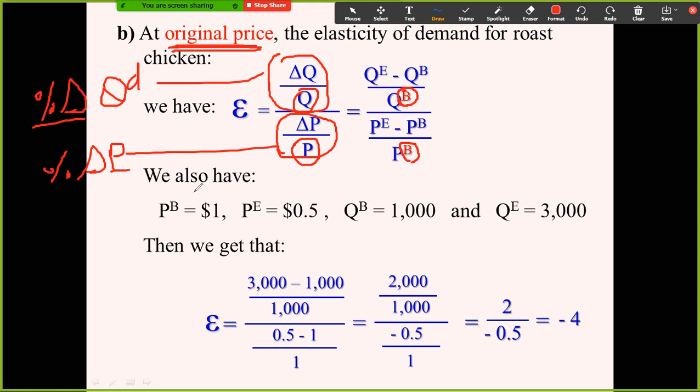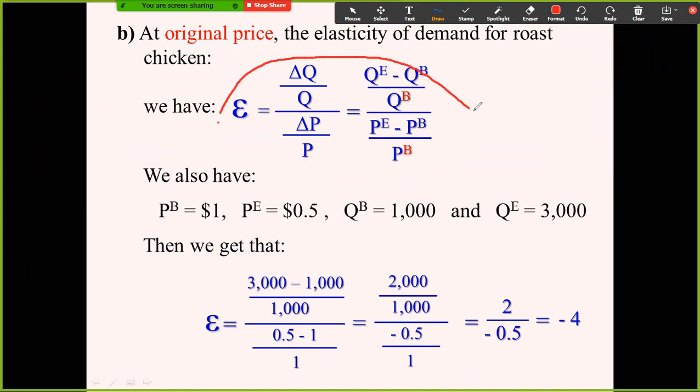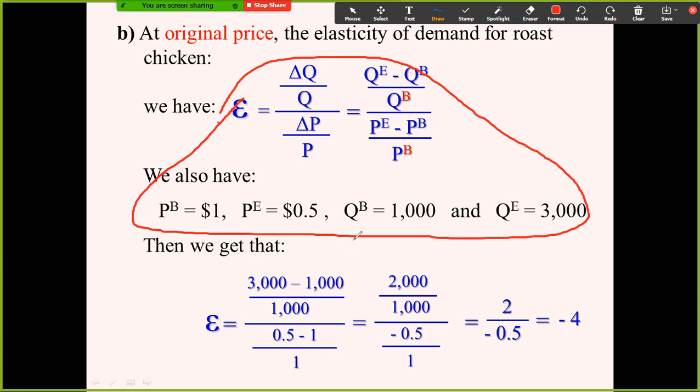This is what we have from the information given. Original price $1, new price or ending price 50 cents. If we sell at the original price, quantity sold is 1,000 units. But if you sell at the new price, we get a new quantity of 3,000. That's why we have the formula and the information. Just take this formula together with the information given here. Finally, after calculation, we found -4.